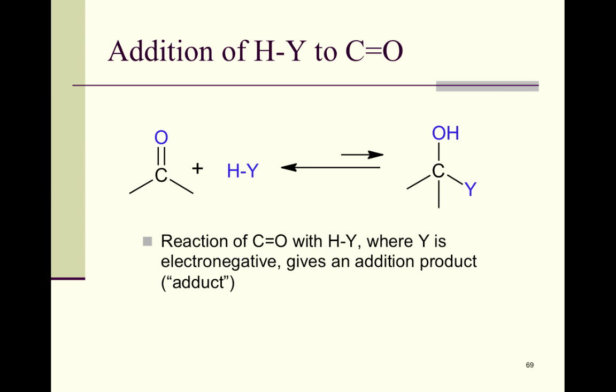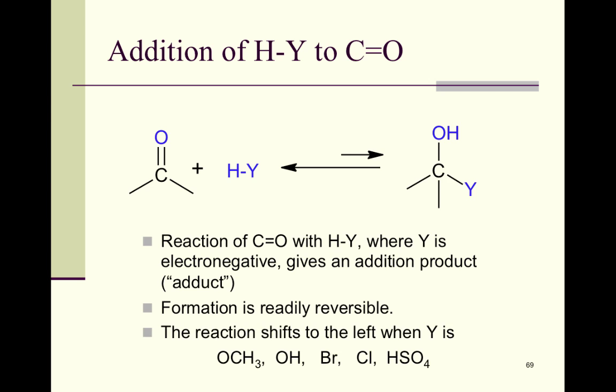The addition of HY to a carbonyl group. This is when Y is going to be different kinds of compounds, so OCH3, but this could be any alkyl group, so OR could be ethyl, methyl, propyl, all those kinds of things. We have an oxygen, so this is O and R basically. OH, bromide, chloride, and HSO4. So that's what Y could be in this case for all of these here. That could be substituted here. So I'm actually showing you 1, 2, 3, 4, 5 reactions here.